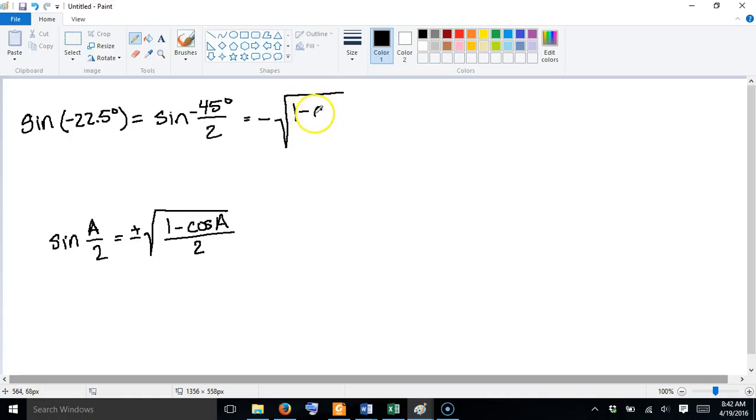And say 1 minus cosine of 45 degrees. Sorry, that was a bad one. There we go, and that's over 2. Now what we need to do is find the exact value for cosine of 45 and then simplify everything inside the square root. Oh, and this is going to be negative 45 in here, and a negative angle inside cosine is the same thing as the positive value.